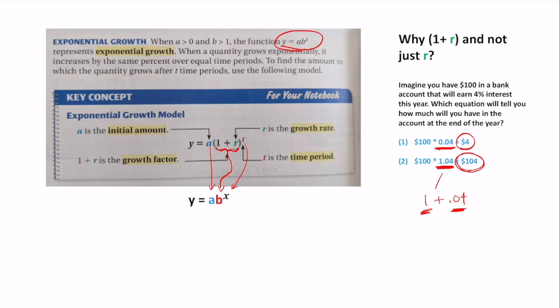And that's why it's 1 plus r and not just r, because we're not trying to figure out just the amount we're adding. We want to know how much money we have now. So we have to include what we already had. That's why we multiplied by the 1 plus r.